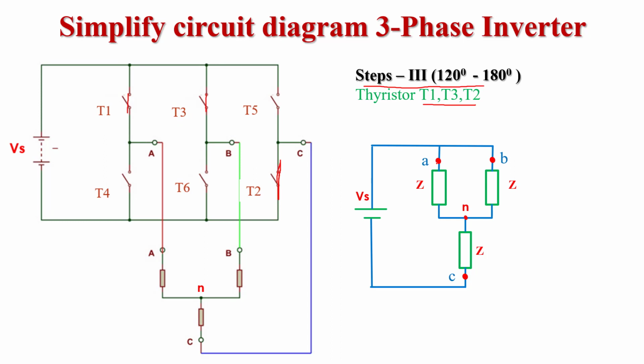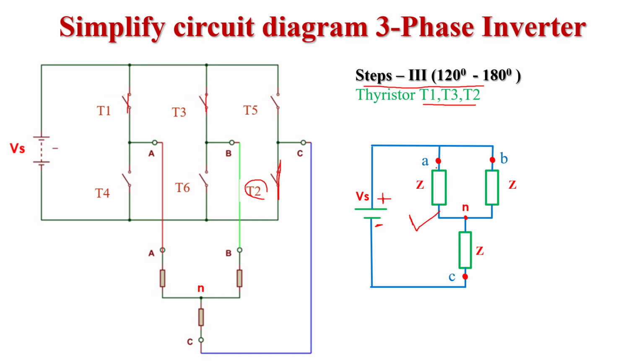So here phase A and phase B are both parallel with each other and connected to the positive terminal of the supply voltage, because these are positive group thyristors. Now thyristor T2 is the phase C thyristor and it is a negative group thyristor. So here phase C is the negative group thyristor, connected to the negative terminal of the supply voltage. In this way we draw the simplified circuit diagram for step 3.